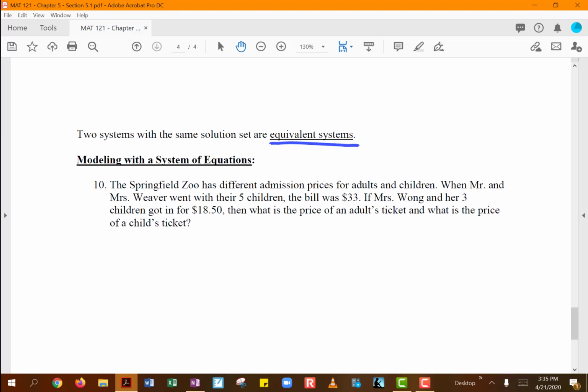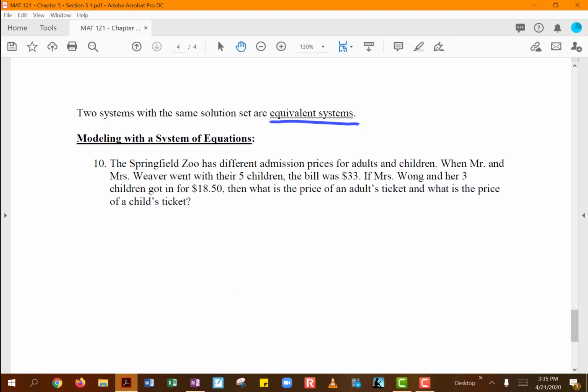Now, the last thing I wanted to talk about was how applications work with these systems of equations. Let's take a look at this first example over here. They're telling us the Springfield Zoo has different admission prices for adults and children. Mr. and Mrs. Weaver went with their 5 children and their bill was $33. Mrs. Wong and her 3 children ended up paying $18.50. They want to know the price of the adult's ticket and the price of the child's ticket.